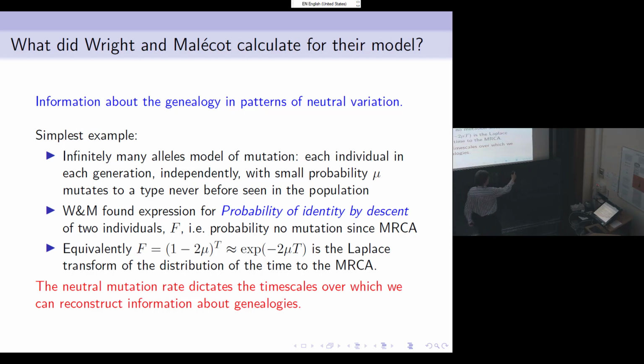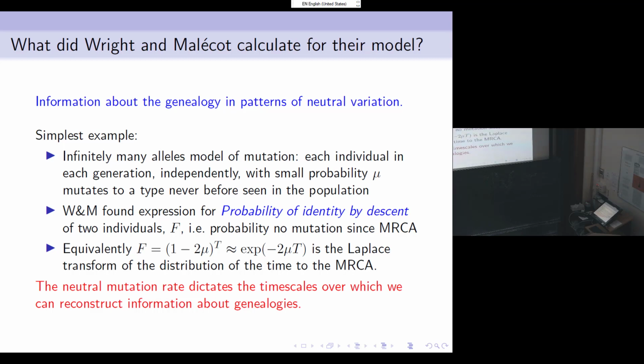The chance that these guys are of the same genetic type is the chance that there was no mutation along either of these ancestral lineages. If there was a mutation, it was to a type that's never been seen before, and so it's only inherited by one of them. And in this approximation, the probability that there is a mutation in any generation is roughly twice mu, because mu is very small, and so the probability of no mutation since the most recent common ancestor is approximately e to the minus twice mu t, if we happen to know when the most recent common ancestor was.